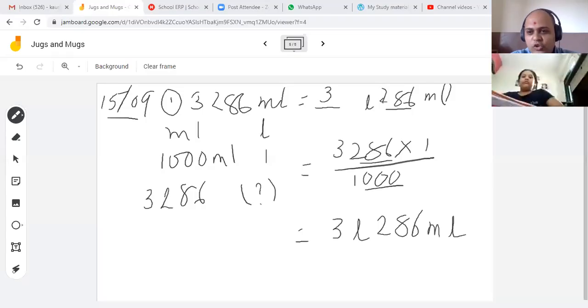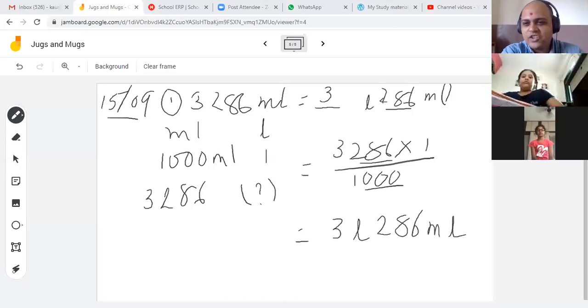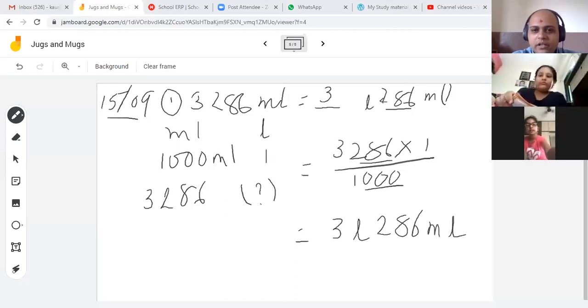Yes, in your notebook. Come on. Do it in your notebook. Come on, everyone. Quickly. Come on, everyone. Finish it up. Convert milliliter into liters.